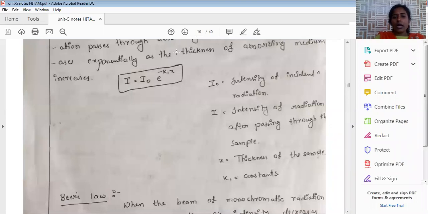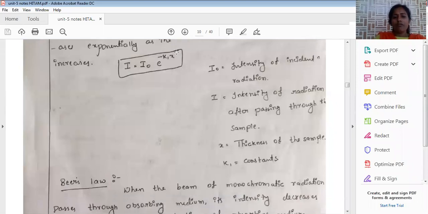When the thickness is more, absorption of light will be more. That's why the outcoming light has a lower intensity. That is the short form of Lambert's law.